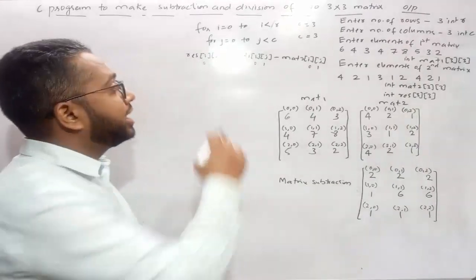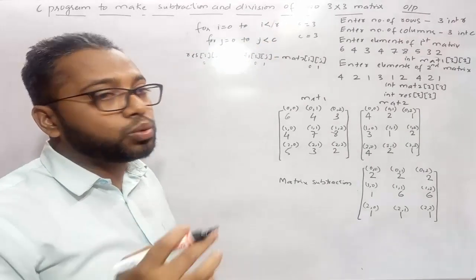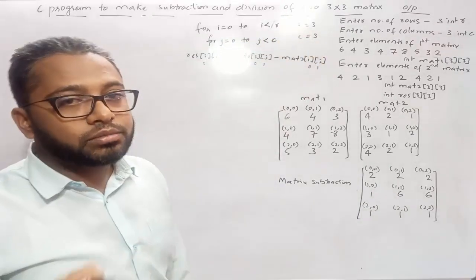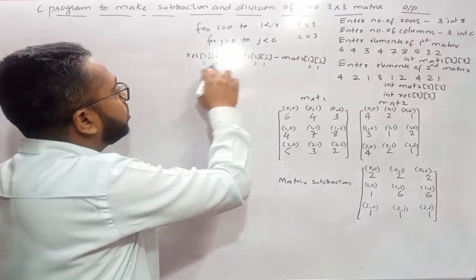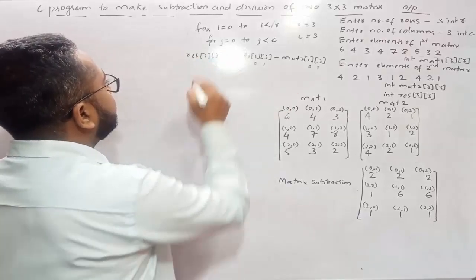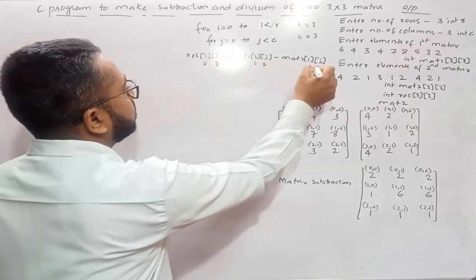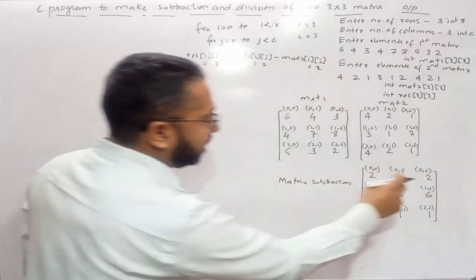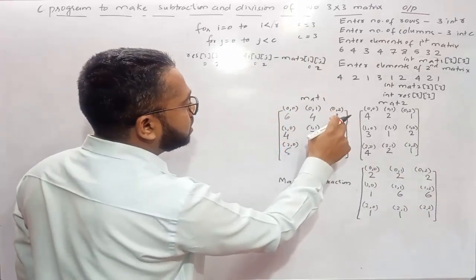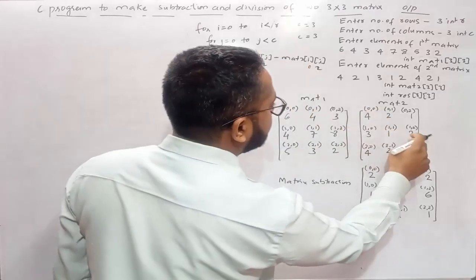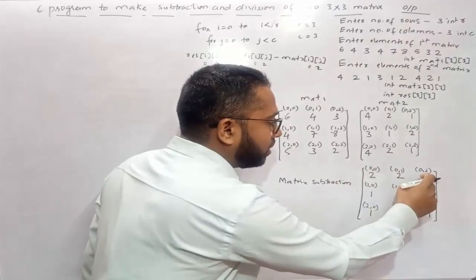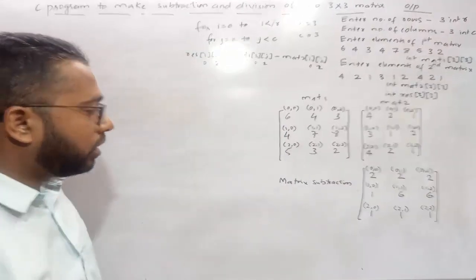Next, again j value gets incremented by 1. Now j becomes 2. So j equals 2. 2 is less than 3. Yes, condition becomes true. That's why control will come inside the j loop to perform this expression. Result of 0 comma 2, that means this location. Mat1 of 0 comma 2 is this 3, mat2 of 0 comma 2 is this location 1. 3 minus 1, and we will get 2 as the output, which gets stored inside this 0 comma 2 location of resultant matrix.